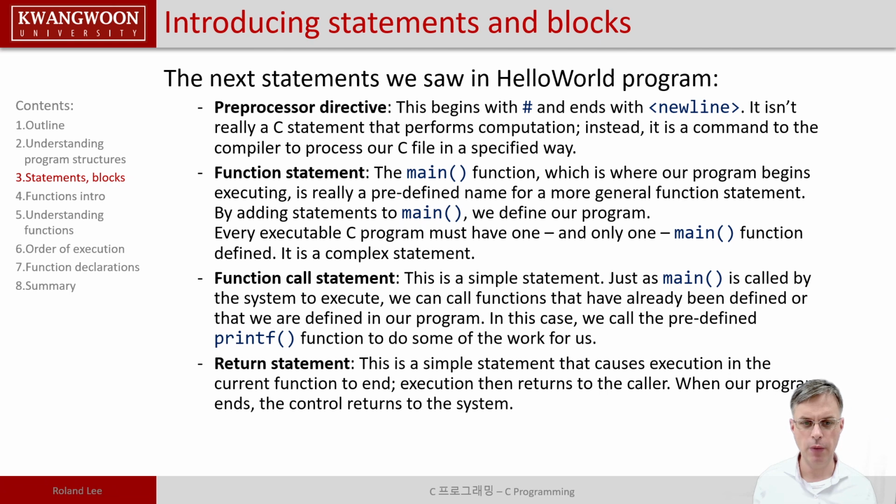Now, in our Hello World program, the following are the kinds of statements we have already encountered, as I mentioned. Preprocessor directive. This begins with the hash and ends with new line, or sharp and ends with new line. It isn't really a C statement that performs computation. Instead, it is a command to the compiler to process our C file in a specified way.